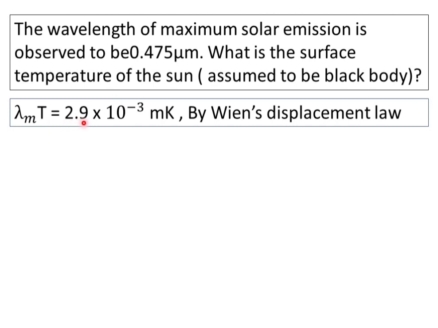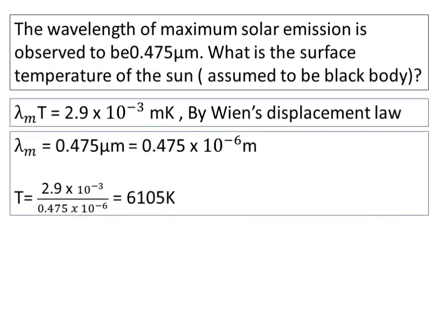We use Wien's displacement law to find the temperature of celestial bodies if we know lambda m. Lambda m is 0.47 micrometer here, that is 0.47 × 10^-6 meter. We can substitute in this equation, that is T is equal to 2.9 × 10^-3 by lambda m, 2.9 × 10^-3 by 0.47 × 10^-6. We get 6105 Kelvin.